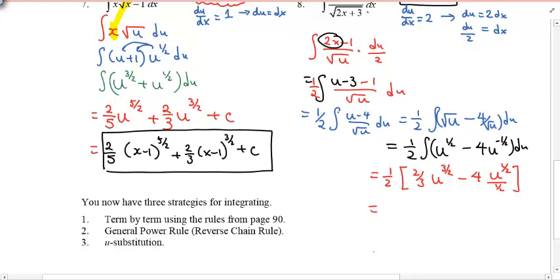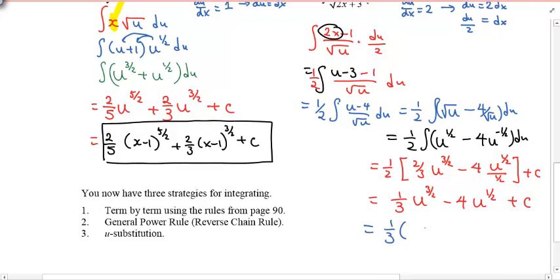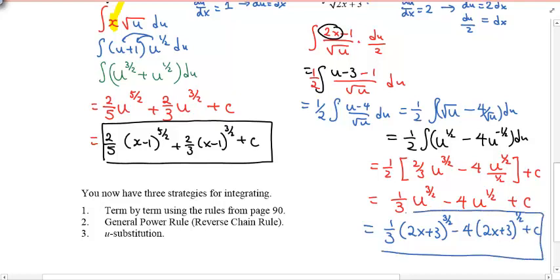But because I have to distribute the 1/2 in, I'll just write this as 1/3 u to the 3/2. 1/2 times 4 divided by 1/2, well, that's, I think, just 4 u to the 1/2, and then don't forget plus c. And finally, yes, resubstitute it back. U again was 2x plus 3, 2x plus 3, and now you're done. Did you get this answer? If you did, give yourself a pat on the back.